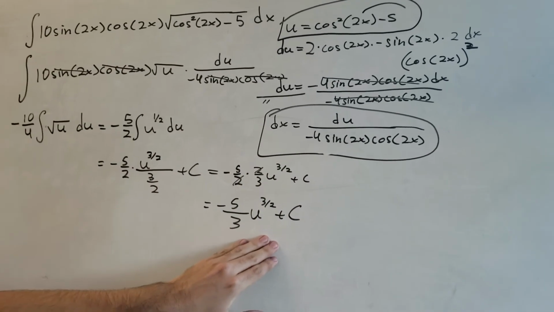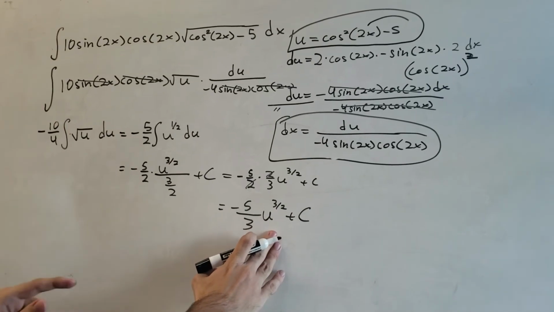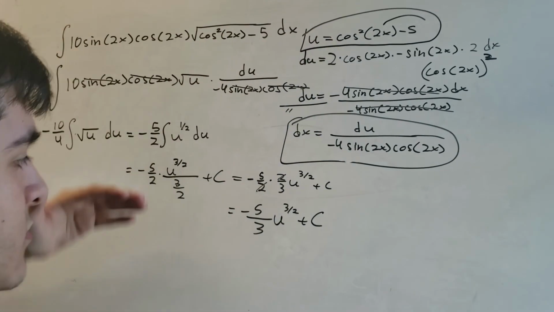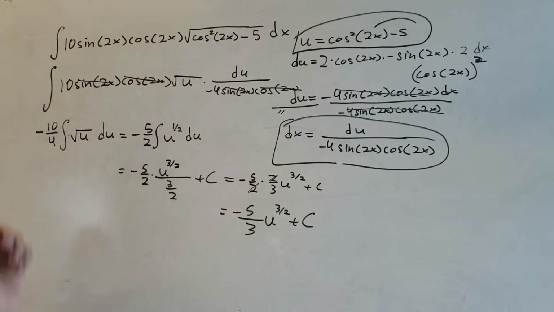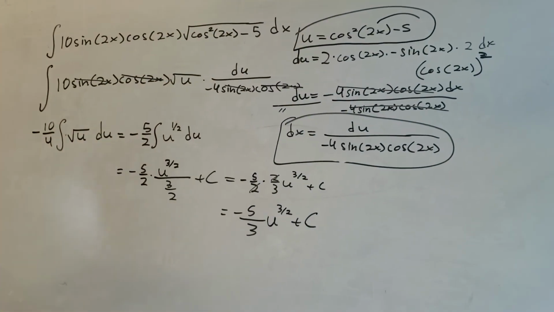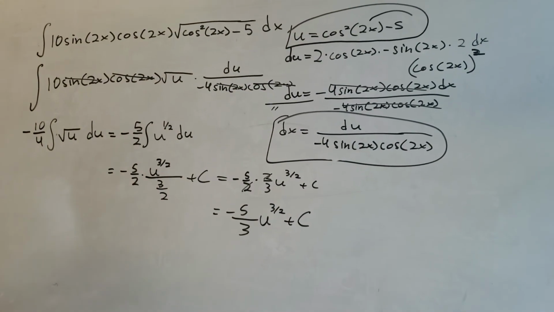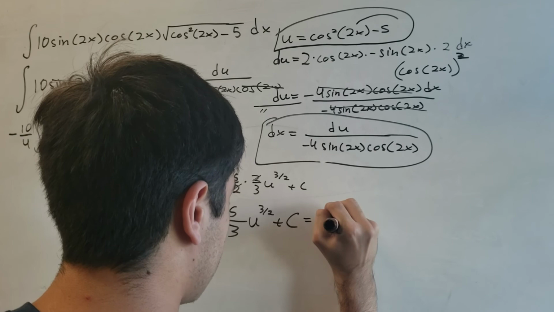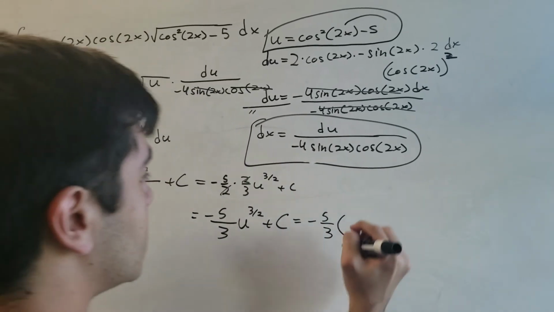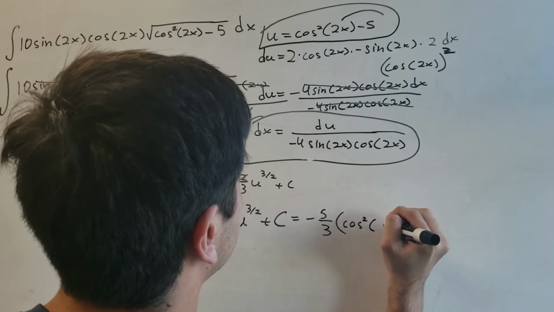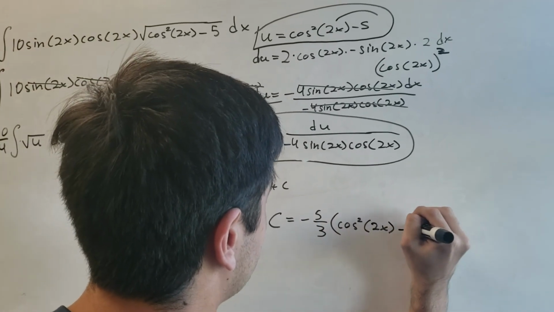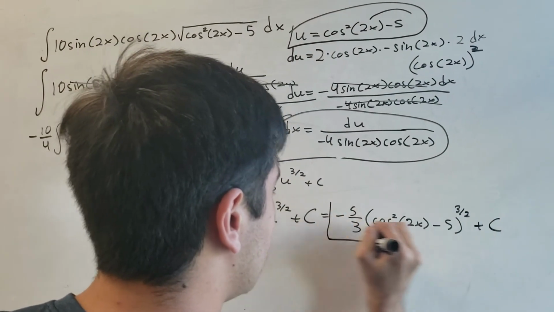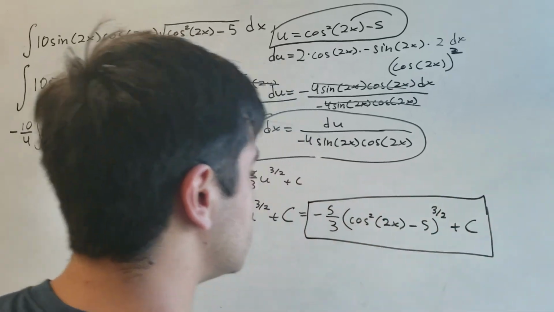But that's not the final answer. The final answer is that you want it to be rewritten not in terms of u, but in terms of x. Well, what is u equal to? Well, u equals cosine squared of 2x minus 5. So the last step here, after you integrate this, is you basically just plug in whatever u equals. So since u equals cosine squared of 2x minus 5, we'll just plug that in and we're good to go. So it's negative 5 over 3 times cosine squared of 2x minus 5 raised to the 3/2 power plus c. And lo and behold, that is our final answer using u sub, and we're good to go.